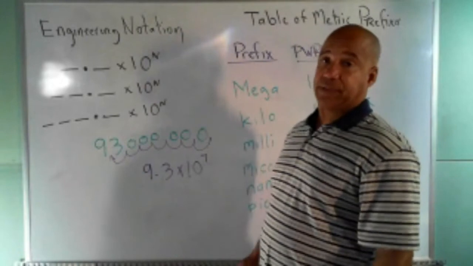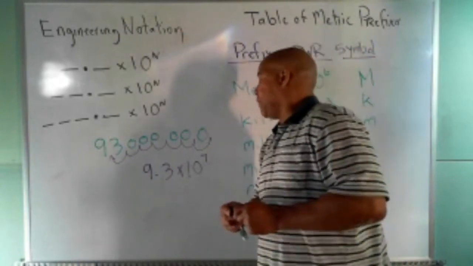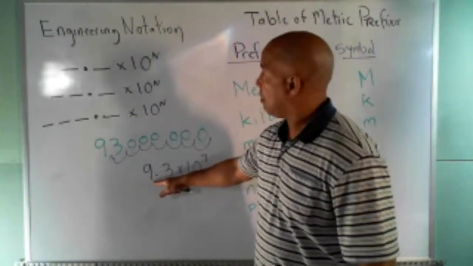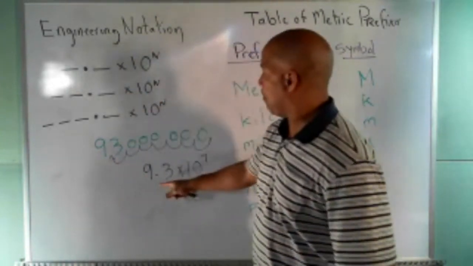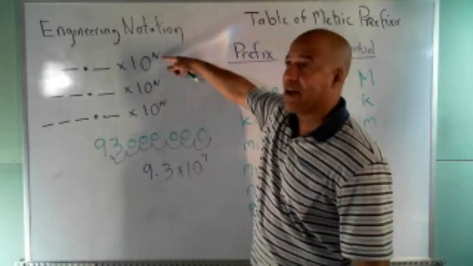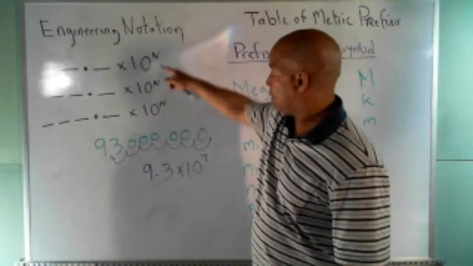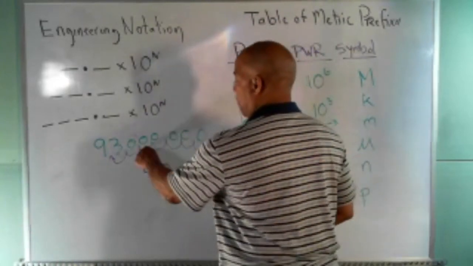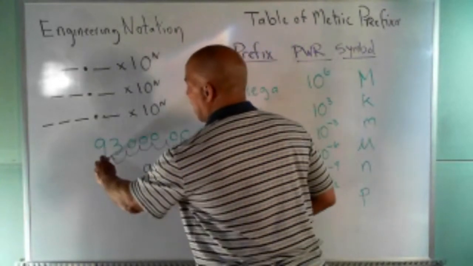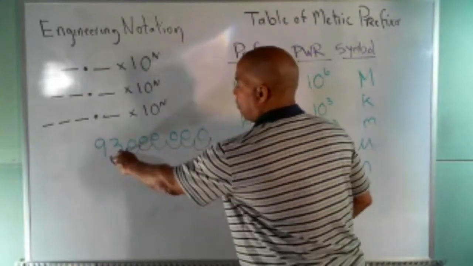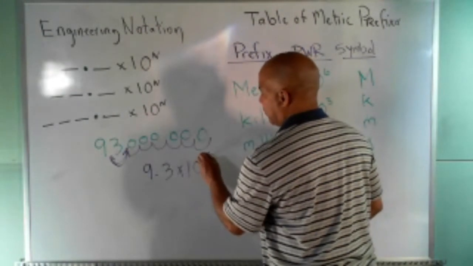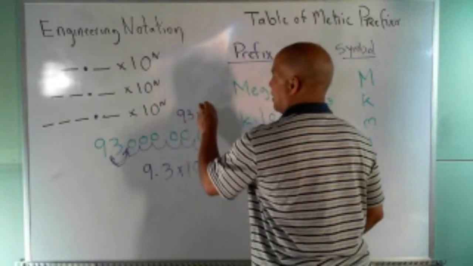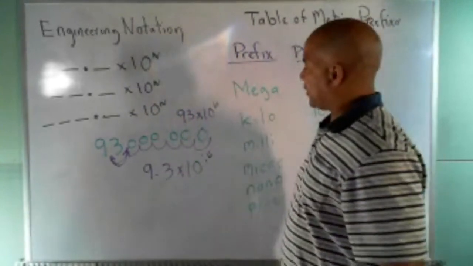That's scientific notation. If I told you to put it in engineering notation, even though I have one place to the left, which fits that form, what doesn't fit is that the power has to be a multiple of 3. That's 7, so that won't work. But it will work if I back up 1 right here, then I have to knock that down to a 6. So if I write this as 93 times 10 to the 6th, now that's in engineering notation.